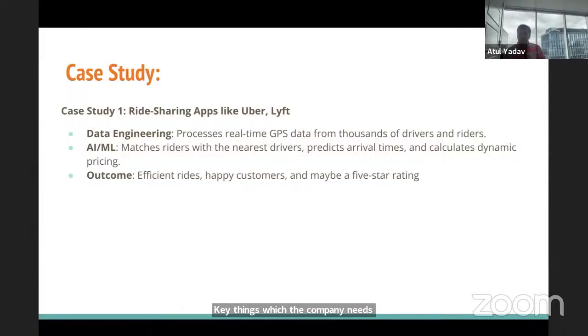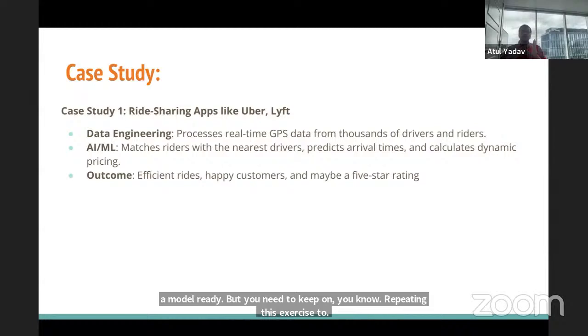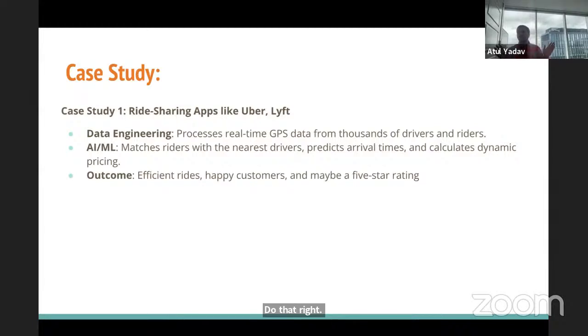And then again, cleaning of the data, in real time itself. Though you have a model ready, you need to keep repeating this exercise, regularly purging duplicate and outdated data. This data is outdated, or we have new data available. How can I use that data to train my model to get accurate results for my rider and the driver?